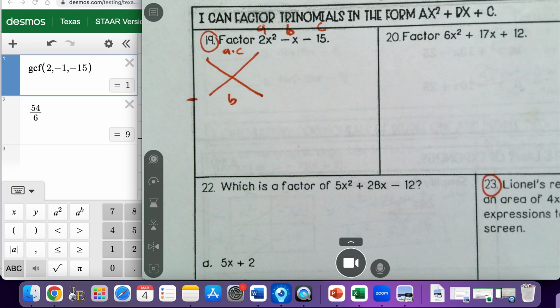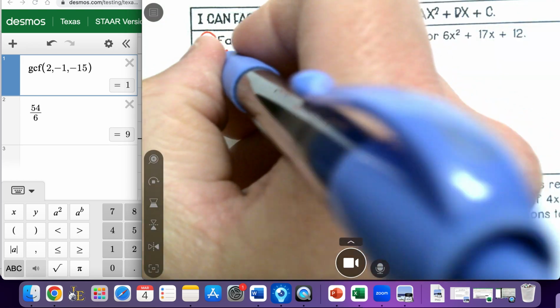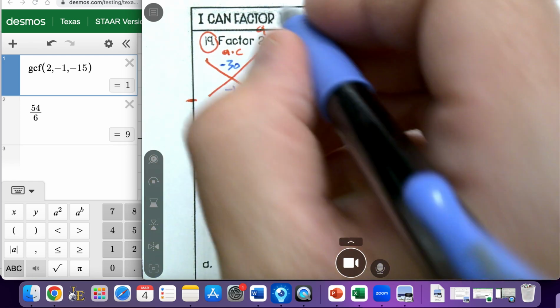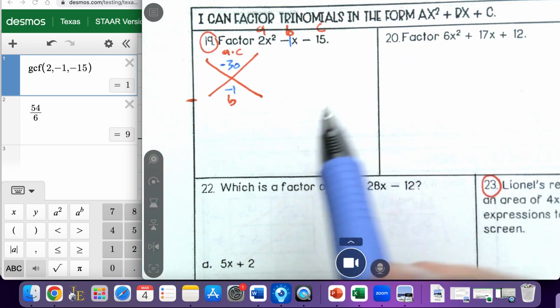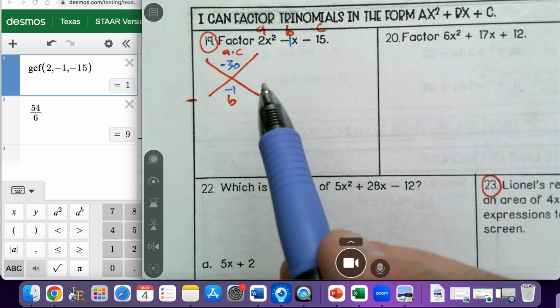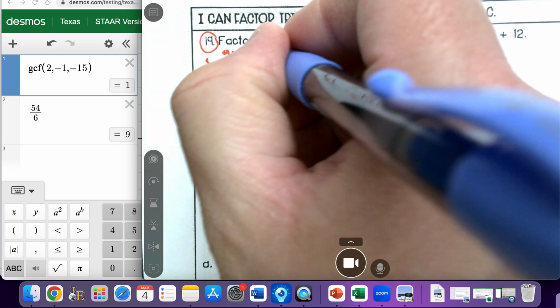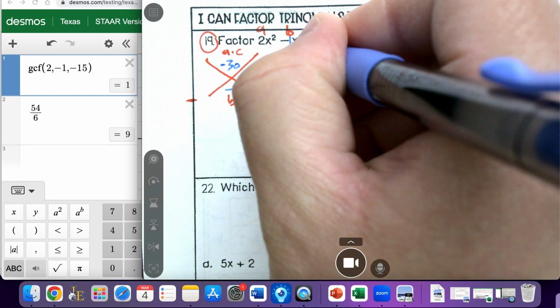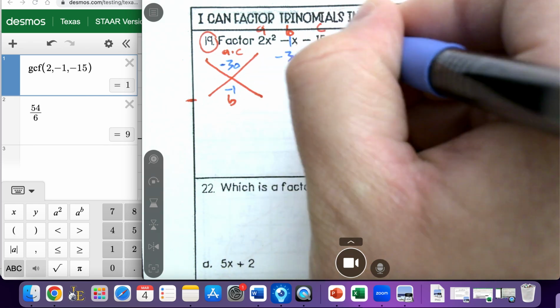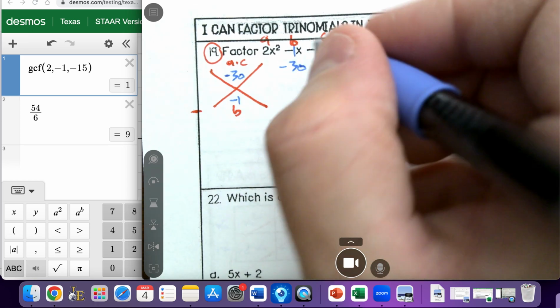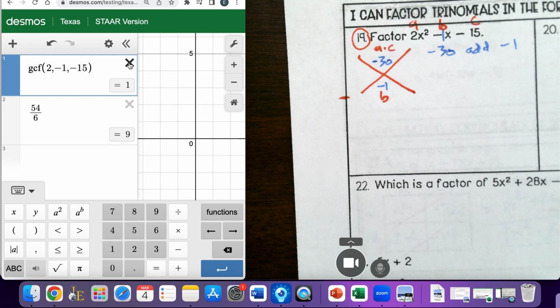A times C is my 2 times negative 15, that's negative 30. And my B value here is a negative 1. It's not a negative X, there's a 1 in here. And so we want to write down the numbers when we do this. So from here, I need to find two values that will multiply to negative 30, but also add to negative 1. And so Mr. Fee did something kind of unique here, and I like this, so I'm going to do it here. I'm going to show you this if you haven't seen this in class.